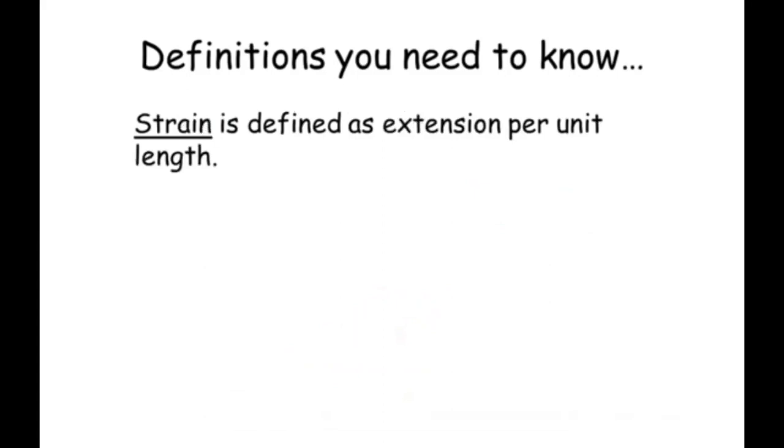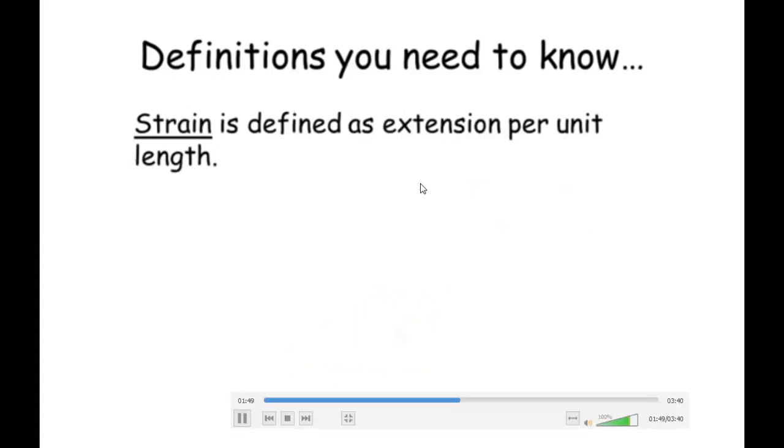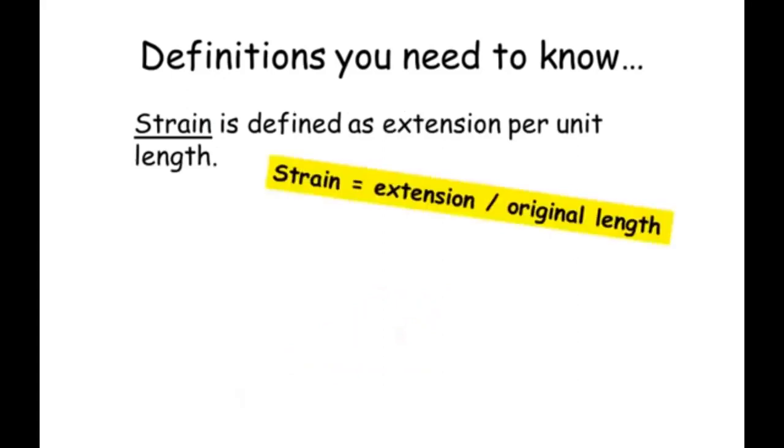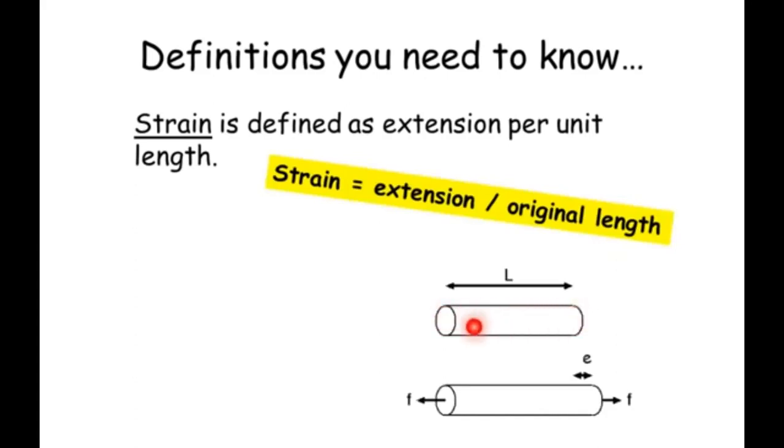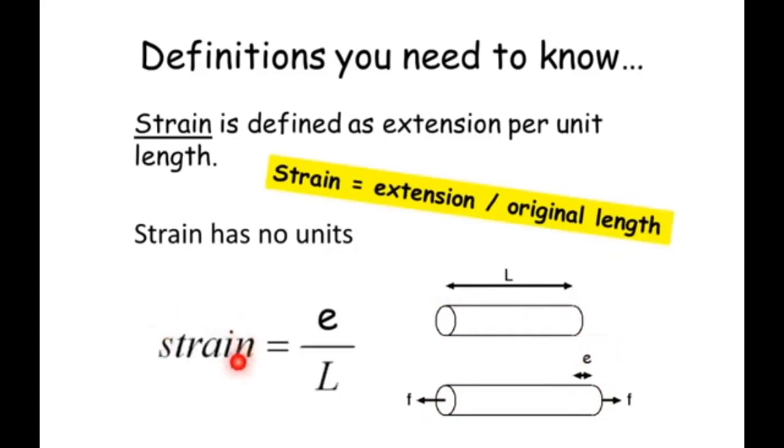Another definition that you need to be aware of is strain, and strain is defined as the extension per unit length. So this is the equation to calculate strain: the extension of the material divided by the original length. Here we've got the original length of our material. Now, if we put it under some kind of tensile stress, it's going to extend by a small amount, e, and that's the extension. Because both extension and original length are measured in meters, strain has no units. So here we have strain is extension divided by length.